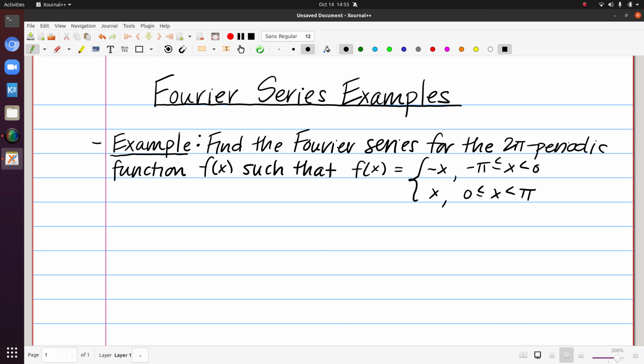So for this example here, one thing I want to recommend with any example is to start off by sketching the graph. It can be a little tough to decide if something is even or odd just by looking at the function, especially when it's a piecewise function. So if I were to sketch out this graph, it's telling me that from 0 to pi, I could draw y equals x. And from minus pi to 0, I would instead draw y equals minus x.